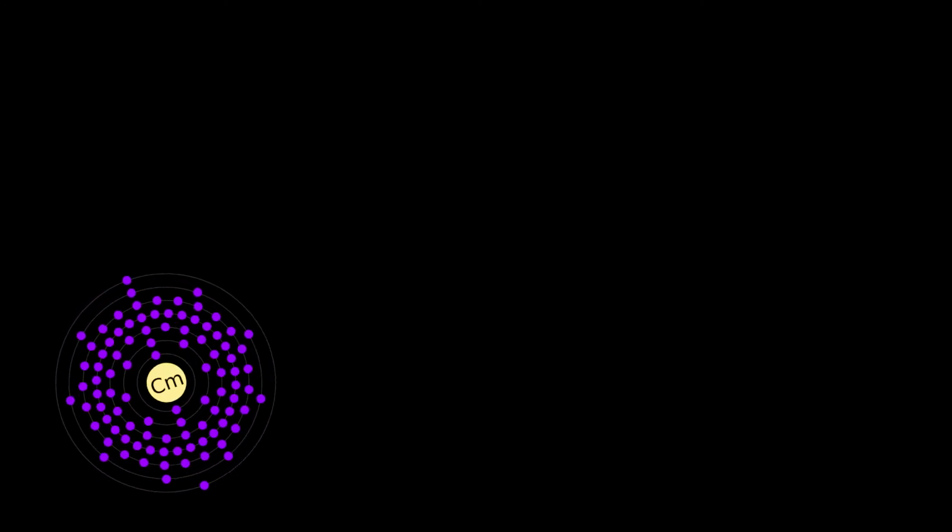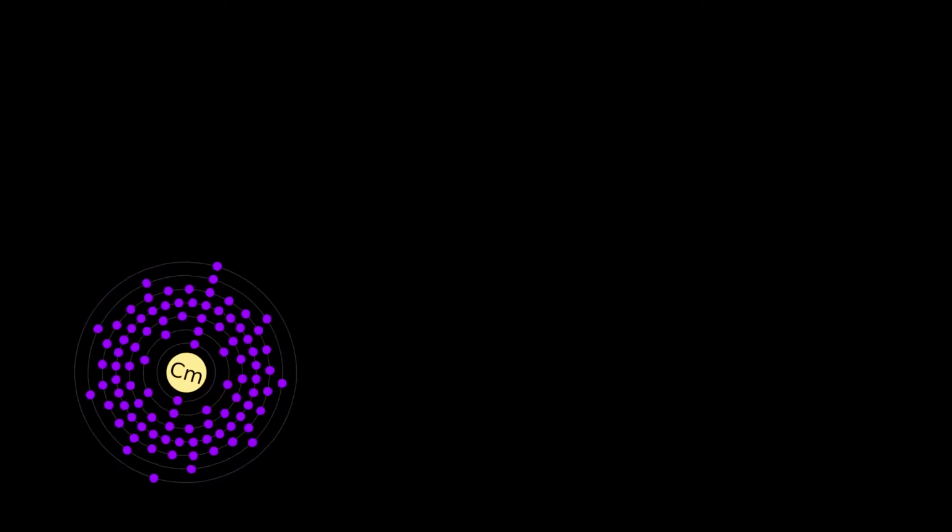Most curium is produced by bombarding uranium or plutonium with neutrons in nuclear reactors. 1 ton of spent nuclear fuel contains about 20 grams of curium. Curium is a hard, dense, silvery metal with a relatively high melting point and boiling point for an actinide.